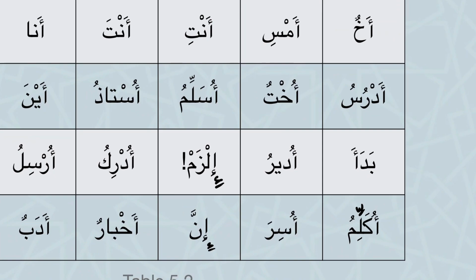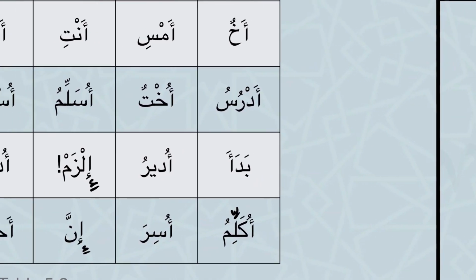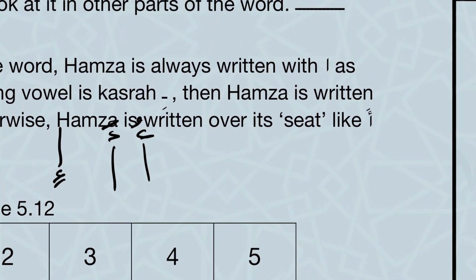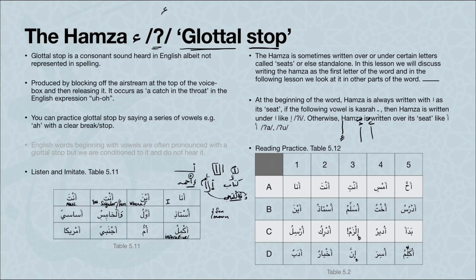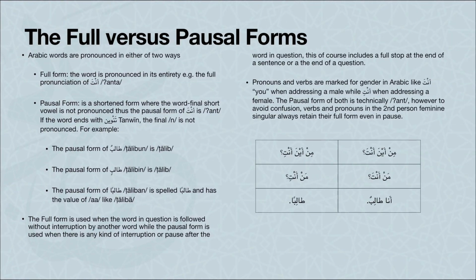The hamza at the end of the word and the middle of the word have their own set of rules to be written, on which seat they are written. You have two options usually, but as far as I'm concerned, this part of the class is done. We've read everything, and the only thing remaining is the full versus pausal forms, which I would just keep for the next lesson because we already pushed 1 hour and a half.